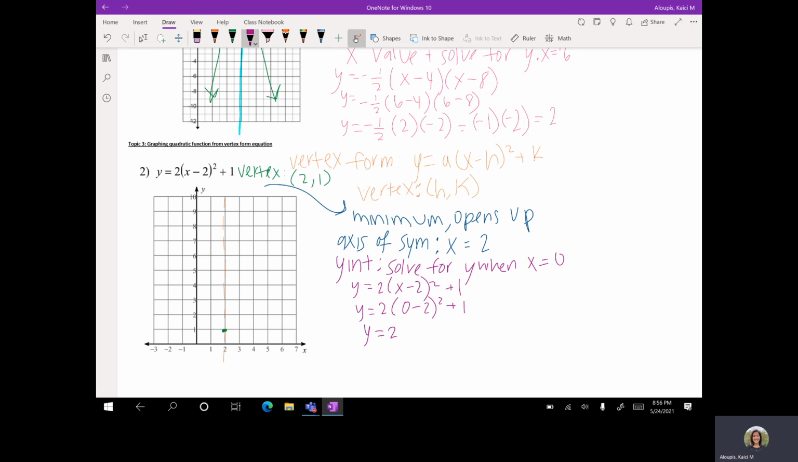y equals 2 times 0 subtract 2 is negative 2. We're going to square that, add 1. y equals 2 times negative 2 squared. Negative 2 times negative 2 is 4. Add 1. 2 times 4 is 8. Add 1. So y equals 9. So our y-intercept for this problem would be 0, 9. I'm going to go ahead and plot that at 0, 9 way up there.